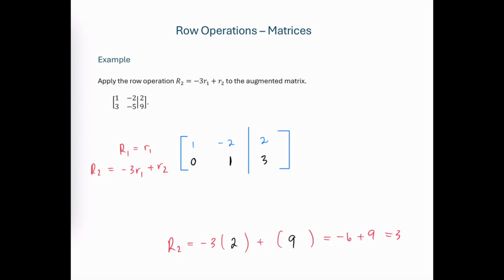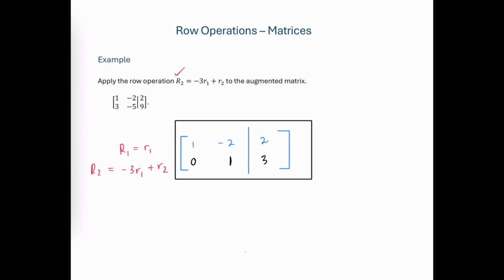Let's finish this by adding our augment bar, and this will be complete. When we're asked to change row 2, the implication is that row 1 doesn't change, and we write a completed matrix with the same row 1 from before and this change to row 2 having been made.